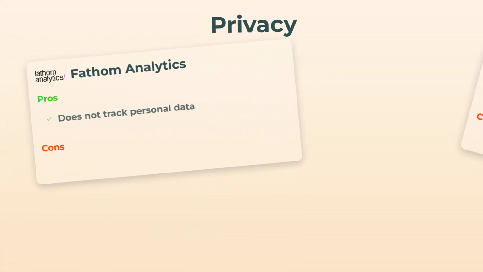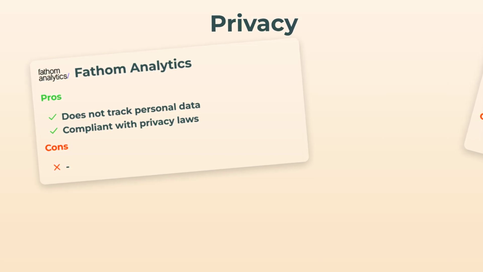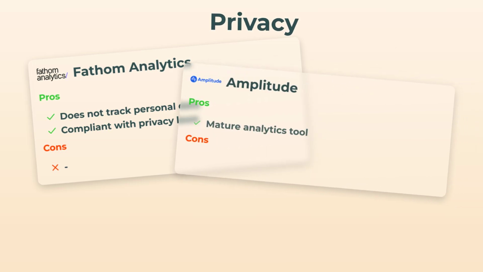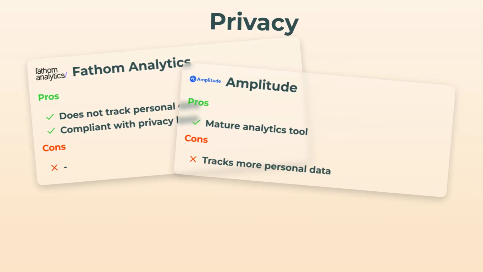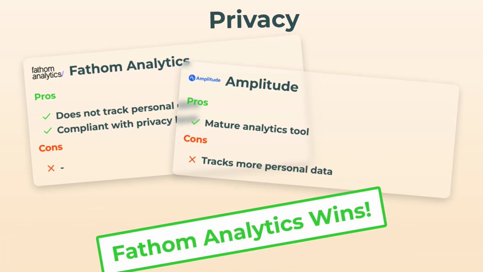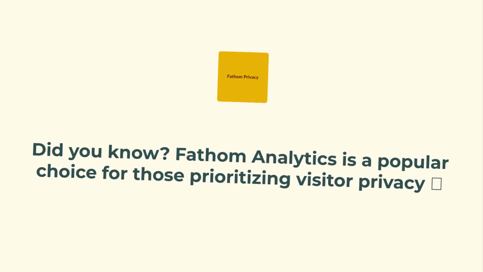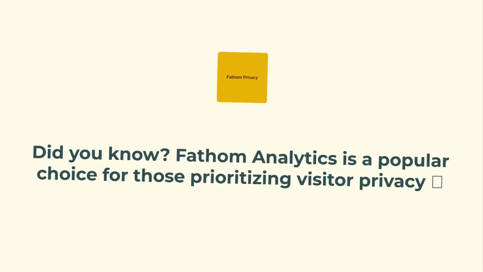Let's talk privacy. This is a big one these days. Fathom Analytics, they don't mess around. They don't track any personal data, and they're super strict about privacy laws. So, if GDPR makes your head hurt, Fathom keeps things easy. Amplitude, though, is more of a mature analytics tool, but it does collect more personal info. So if privacy is high on your list, Fathom's hands down the winner here. Quick fact while we're at it, did you know Fathom Analytics is super popular, especially among folks who want to keep their visitors' privacy in check? It's almost their secret sauce.